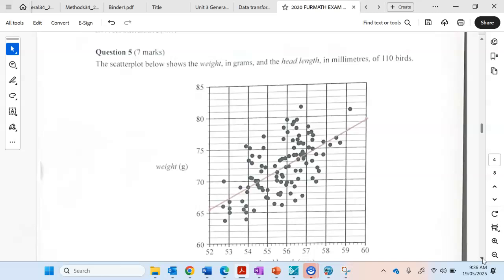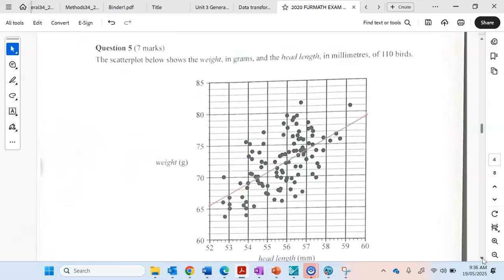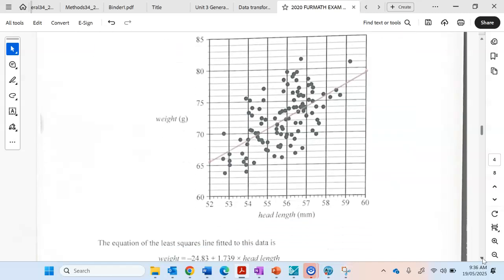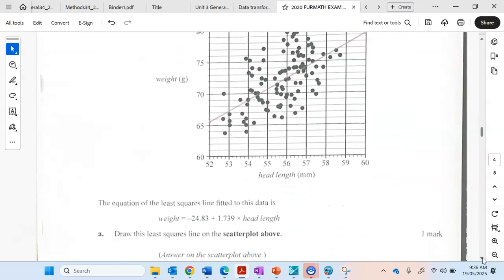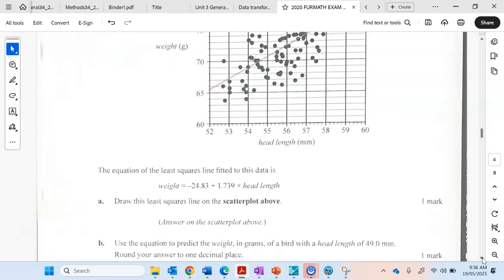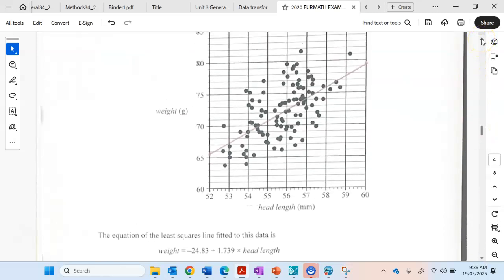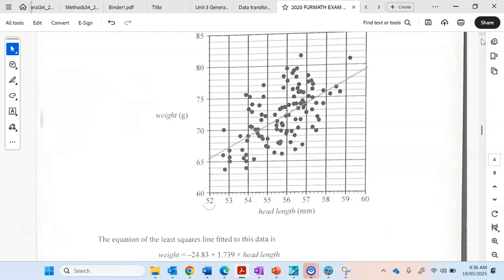So we're looking at a scatter plot, which shows the weight in grams and the head length in millimeters of 110 birds. Exciting stuff. All right, then we've got the equation of the least squares regression line, and we have to plot it again. I can tell you the same error that happened before is happening again. You've got to look at your 2 endpoints when you're plotting.